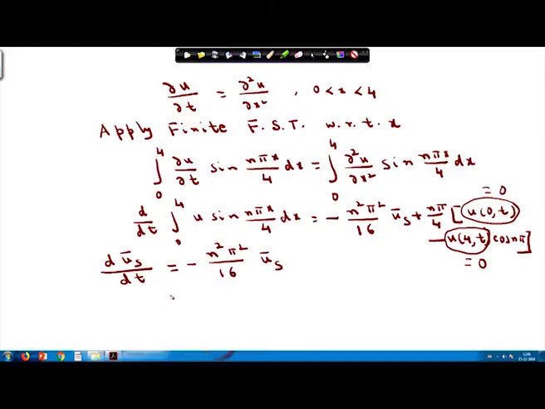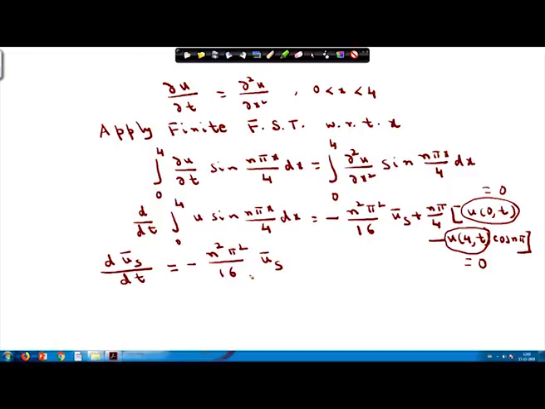So, please note that I had the given PDE, del u by del t equals del 2 u by del x square. I have just applied the finite Fourier sine transform with respect to x on both sides of the given equation, and I am converting it into an ODE of the form d u bar s by dt equals minus n square pi square by 16 into this u bar s, and I can find the solution of this. So, this is a simple ODE.